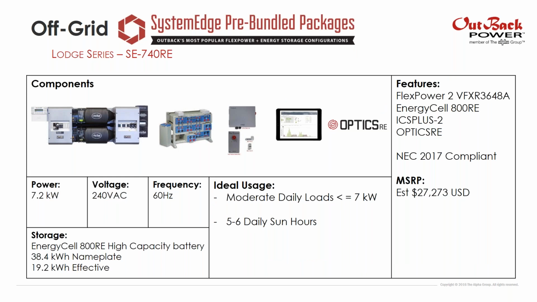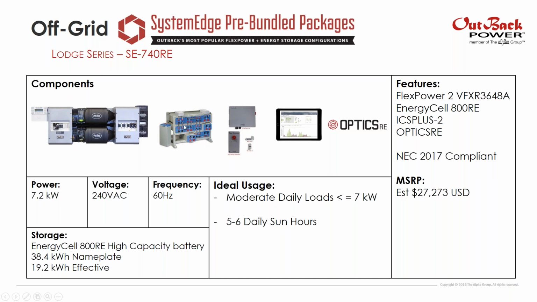And then we move into our Lodge series. Big difference here, we've got 2 inverters, double the power at just over 7 kW. But here we do have 240 volt output, 120 and 240. So this can be used to run 240 volt well pumps or sump pumps, electric motors, other higher current devices. Other good examples are electric clothes dryers. They're often 240 volts, as well as electric ranges. So this is more for moderate loads.